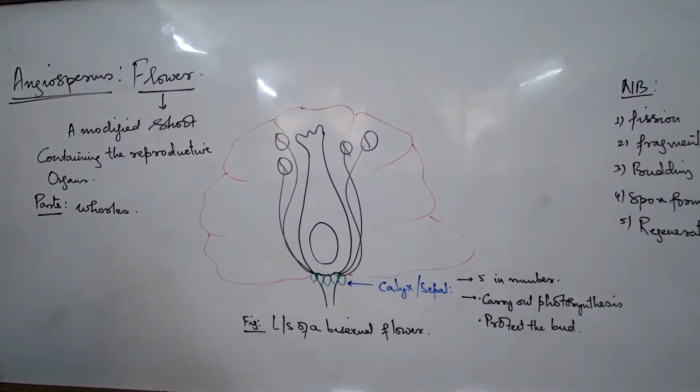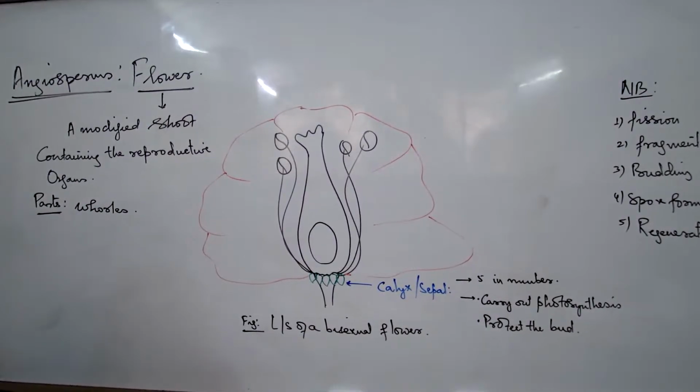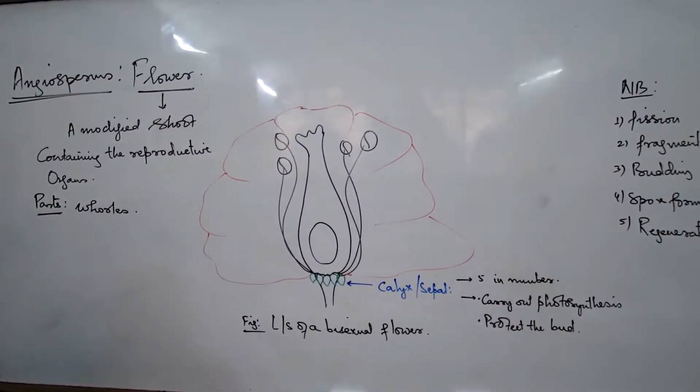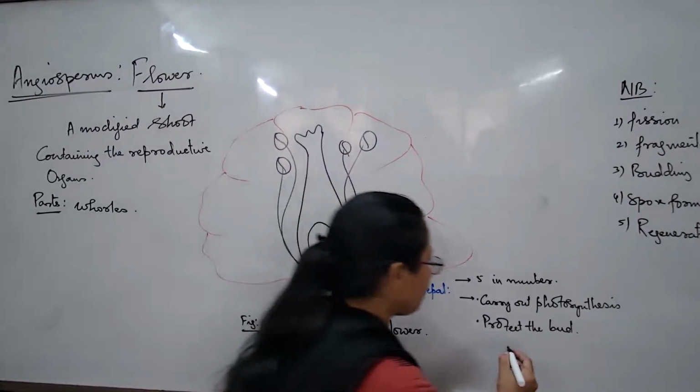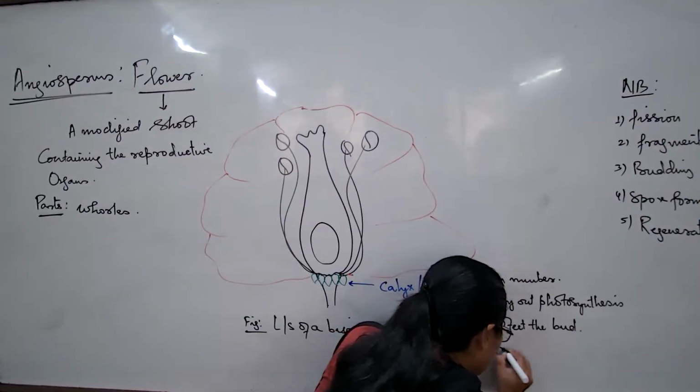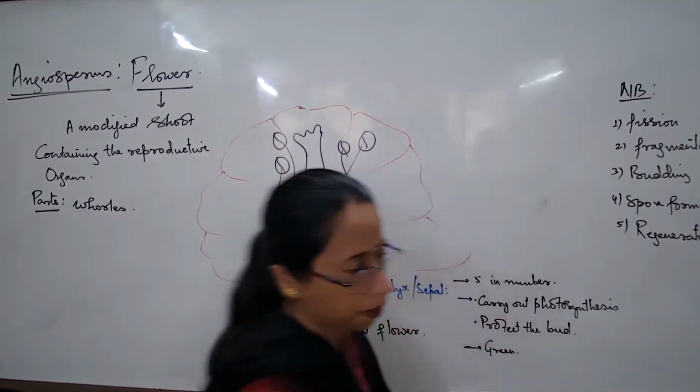Mention 2 functions of sepal. What will you write? Protect the bud, the immature flower, and carry out the process of photosynthesis since it is green. So this calyx that we understand is always green in color.